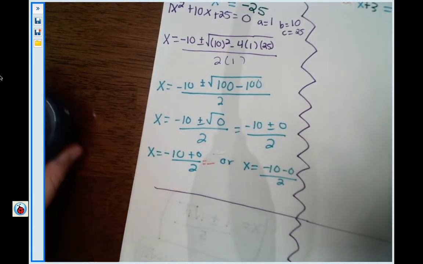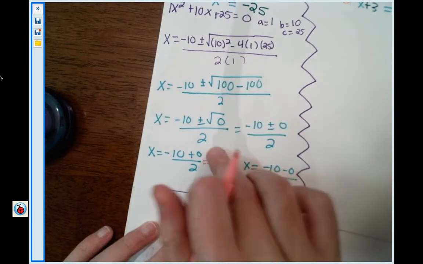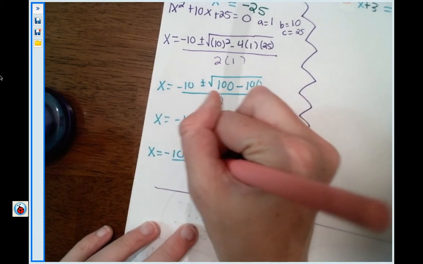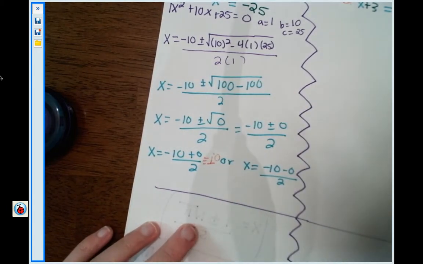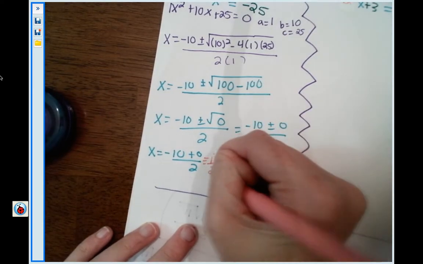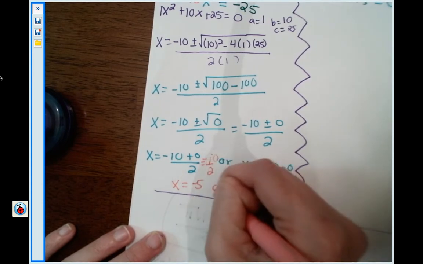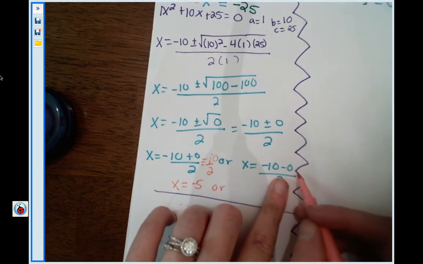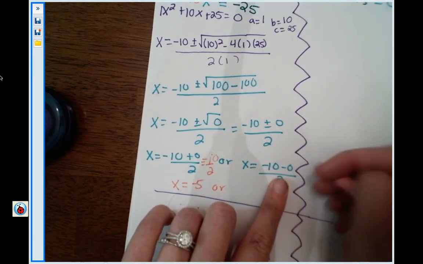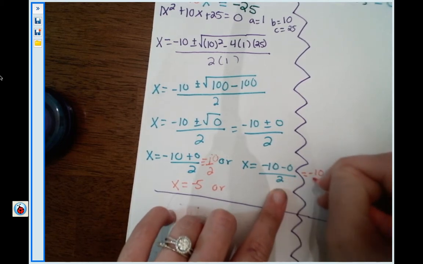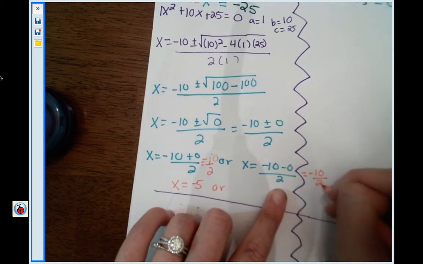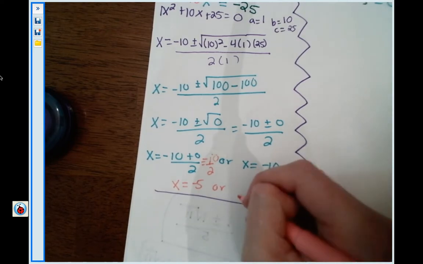Alright, so again, negative 10 plus 0 is negative 10, and then over 2, which negative 10 over 2 is negative 5. Or negative 10 minus 0 is negative 10, all over 2, which negative 10 divided by 2 is negative 5.